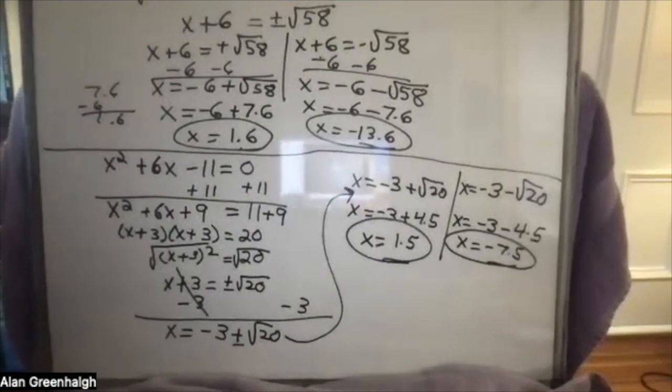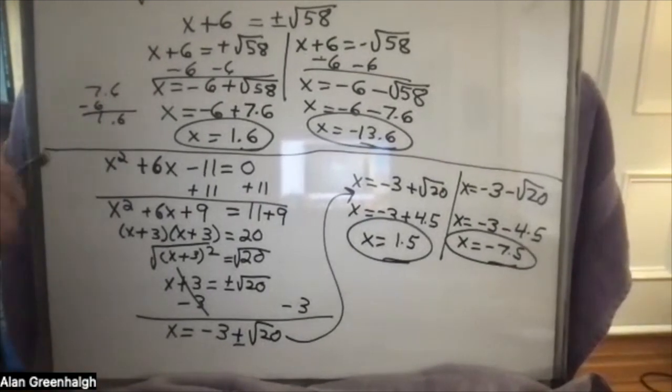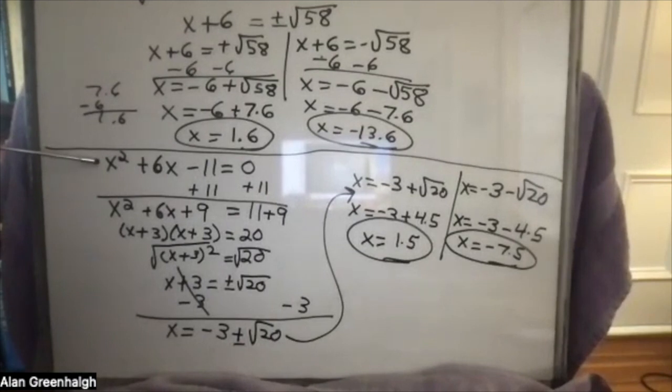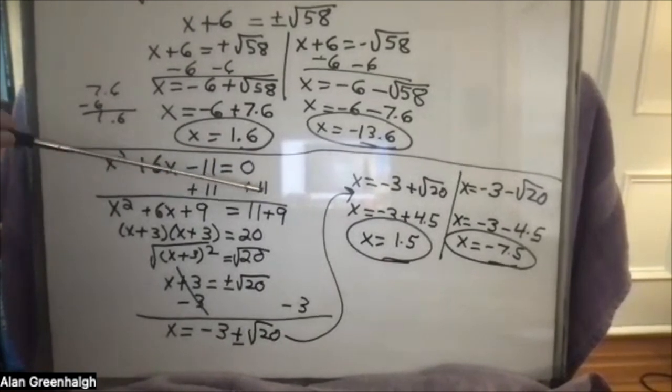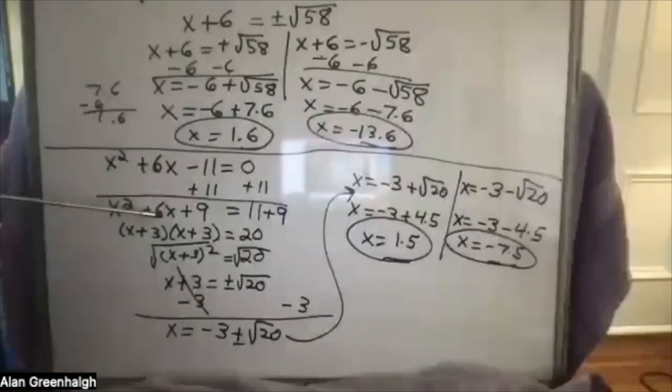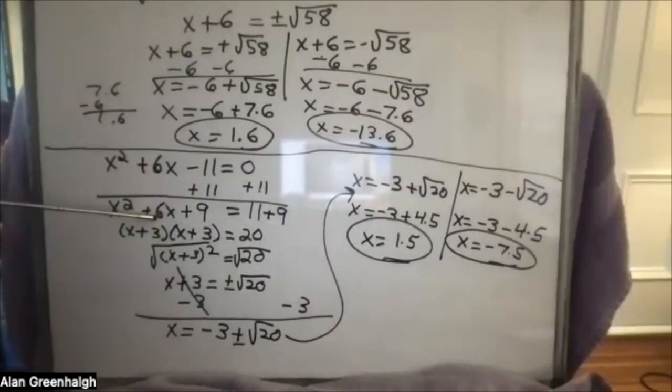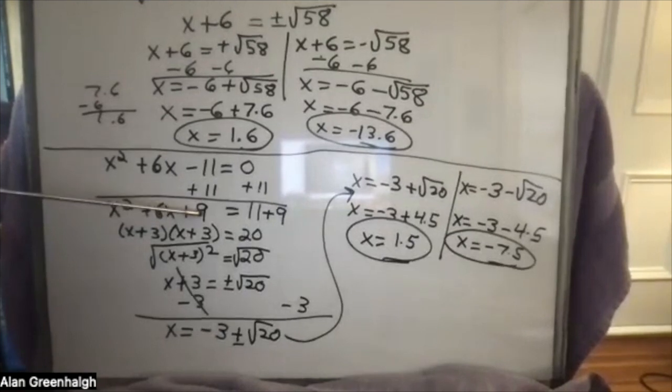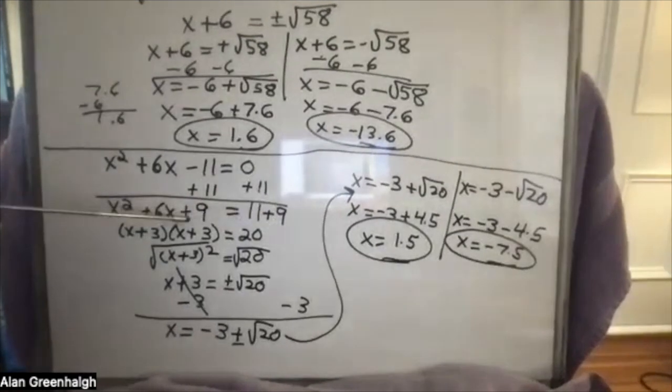So let's just again go through the process. You're given an equation which you determine cannot be factored. Bring over the 11. This is the problem right here. Bring over the 11. Take half of this number. Half of 6 is 3. 3 squared is 9. Add that 9 to both sides of the equation.